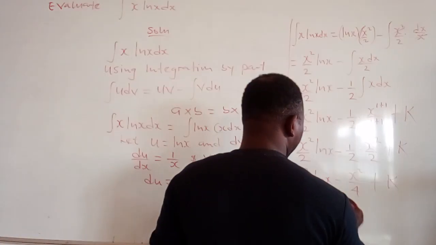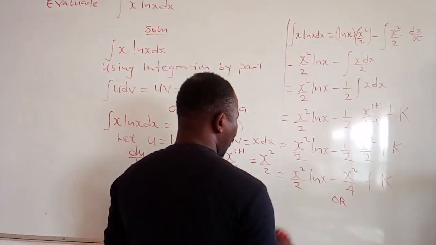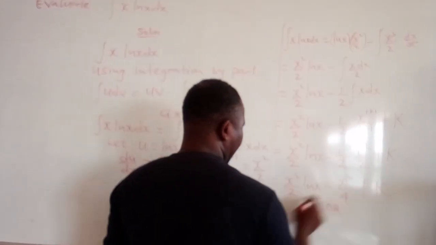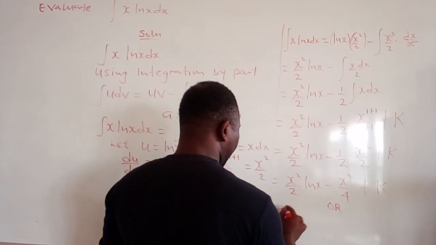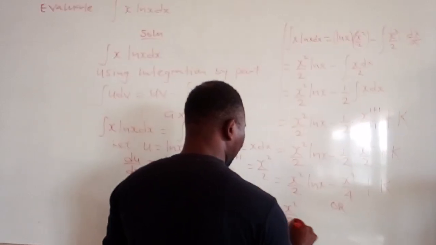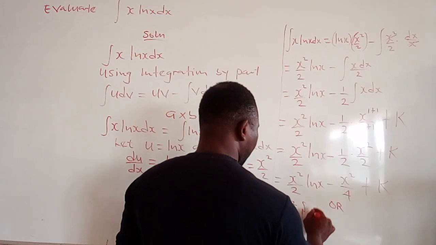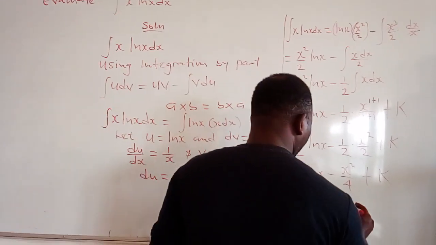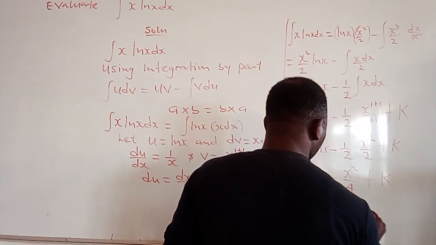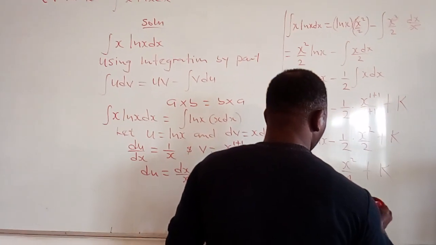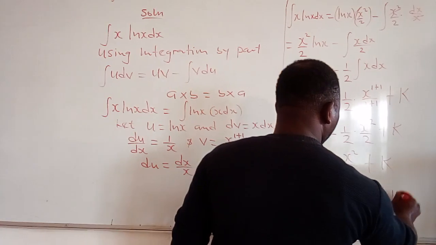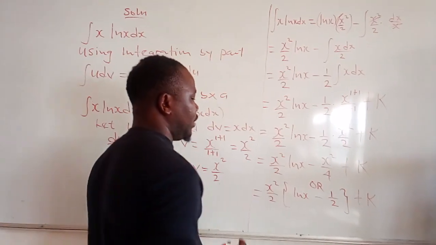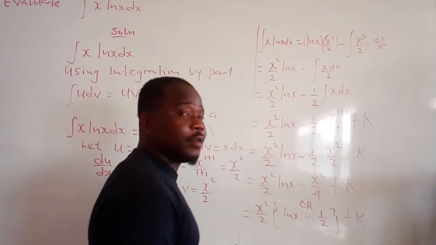Or, if you can see what I am saying, we can still rewrite this answer in this form: x raised to the power of 2 over 2, all in brackets, times ln x minus 1 over 2, all in brackets, plus k. Either you go for this or you go for this. They are all the same.